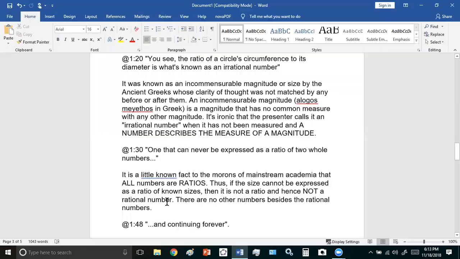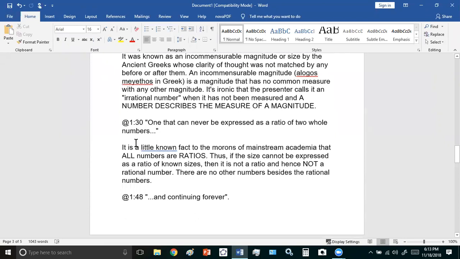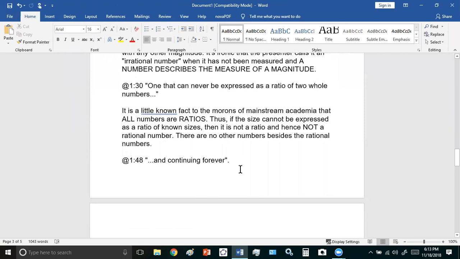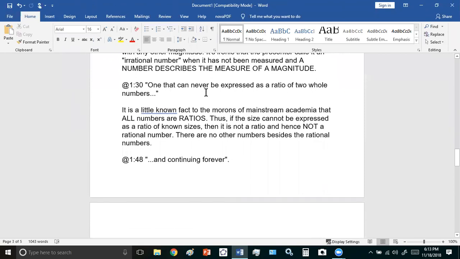It's ironic, again, that the presenter calls it an irrational number when it has not been measured, and a number, by definition, describes the measure of a magnitude. So he says then, one that can never be expressed as a ratio of 2 whole numbers.